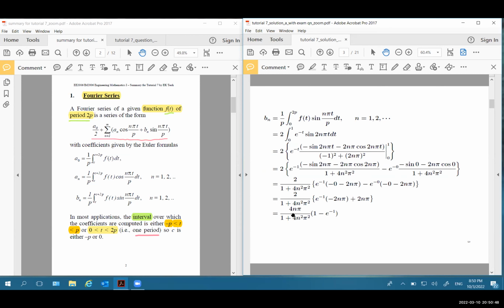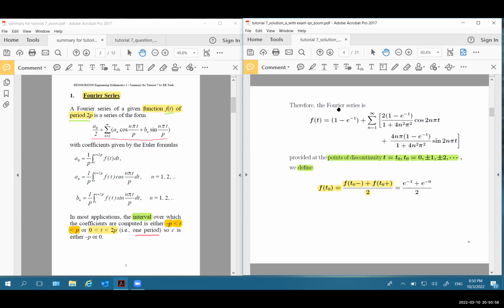All right, so it looks like we got A0, An, Bn already. Then what is the next thing to do? Of course, the next thing is to write down this Fourier series. So we write down the Fourier series according to this. You are looking at the left side, the Fourier series here. That's exactly how we write it down.